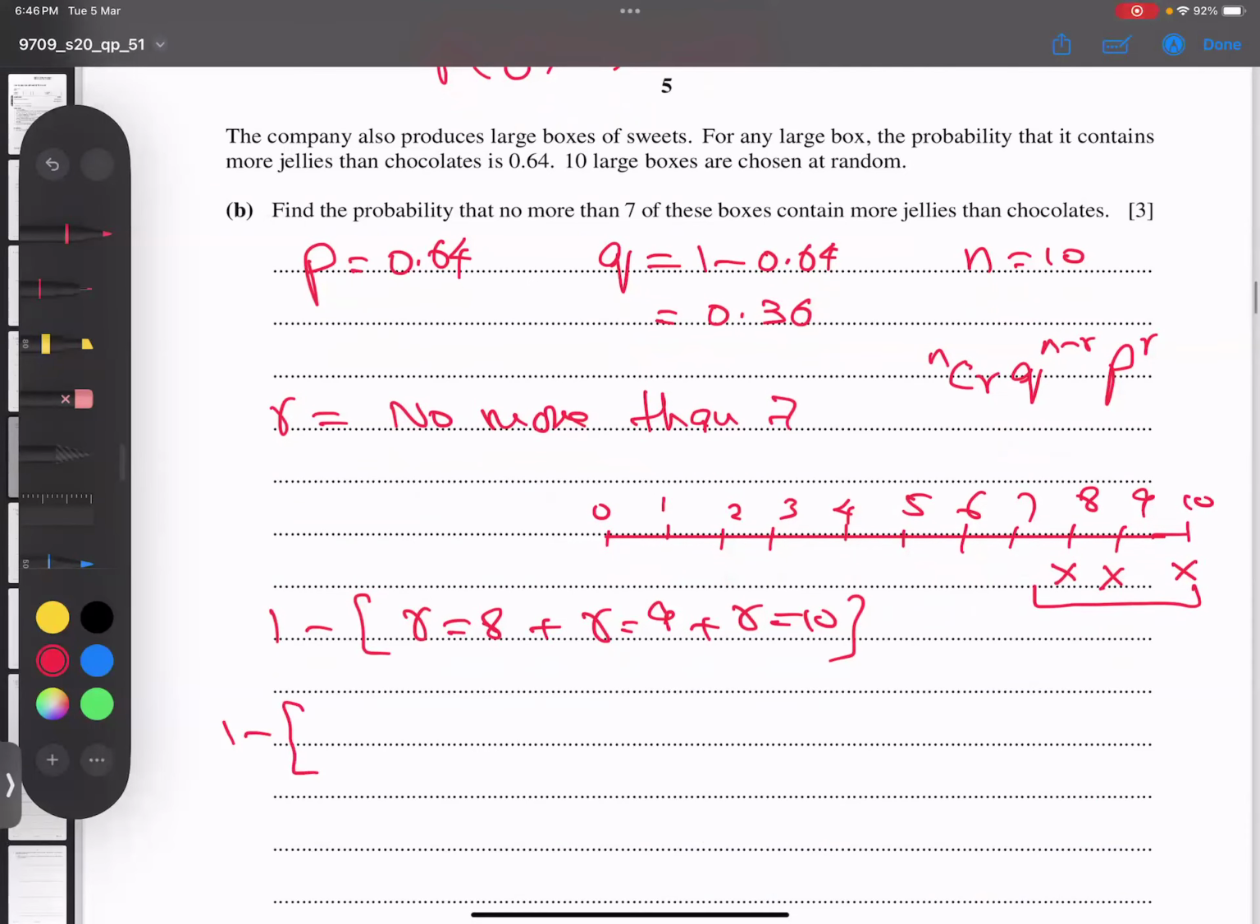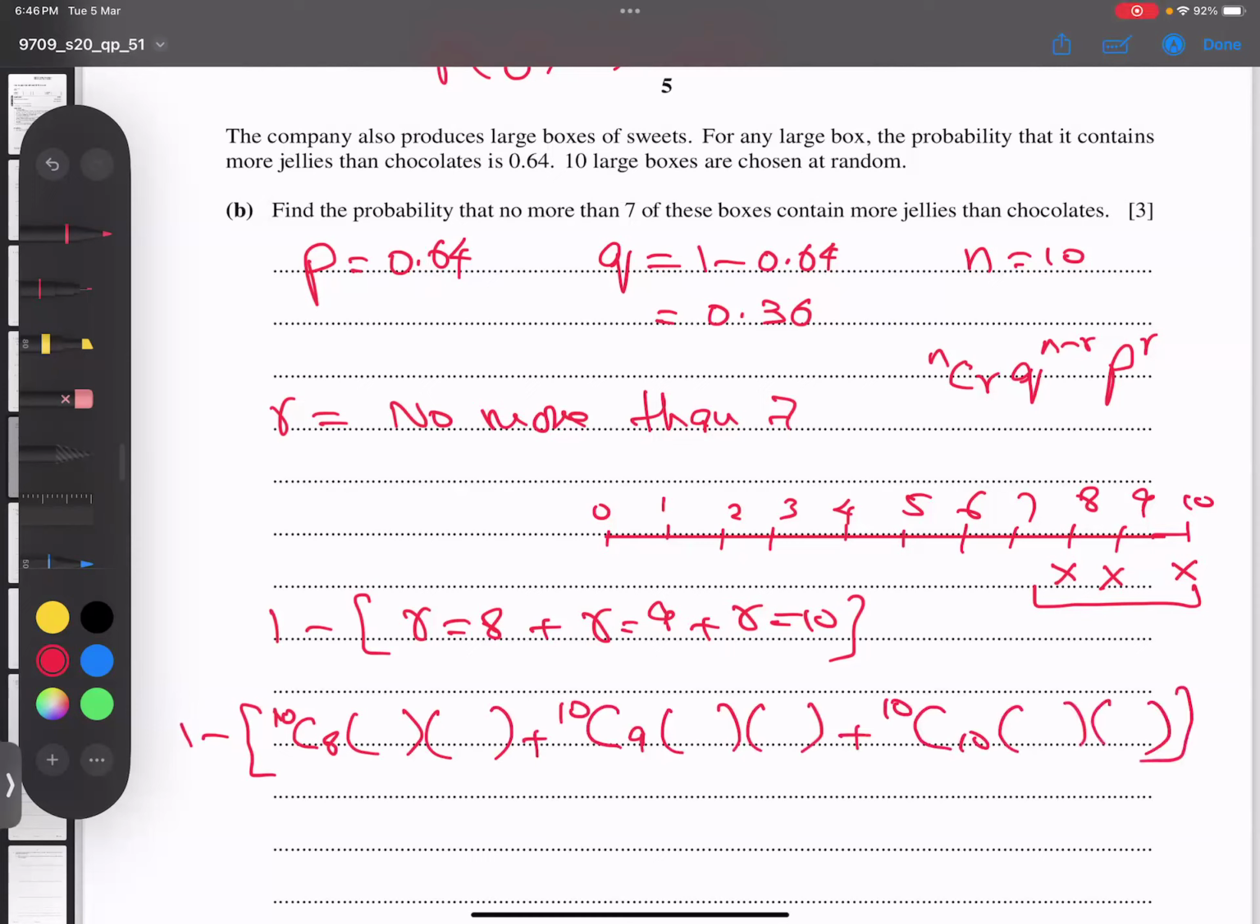So let's apply the formula. N is 10. For this, R is 8. Q, you know, P, you know, Alhamdulillah, I just plug in the numbers. So 10C8, 2 brackets. Then 10C9, then 2 brackets. Then 10C10 and 2 brackets. That's it. And here, the first bracket is always Q. So in each first bracket 0.36, 0.36, 0.36. In each second bracket, the P value is 0.64. I believe this is okay.